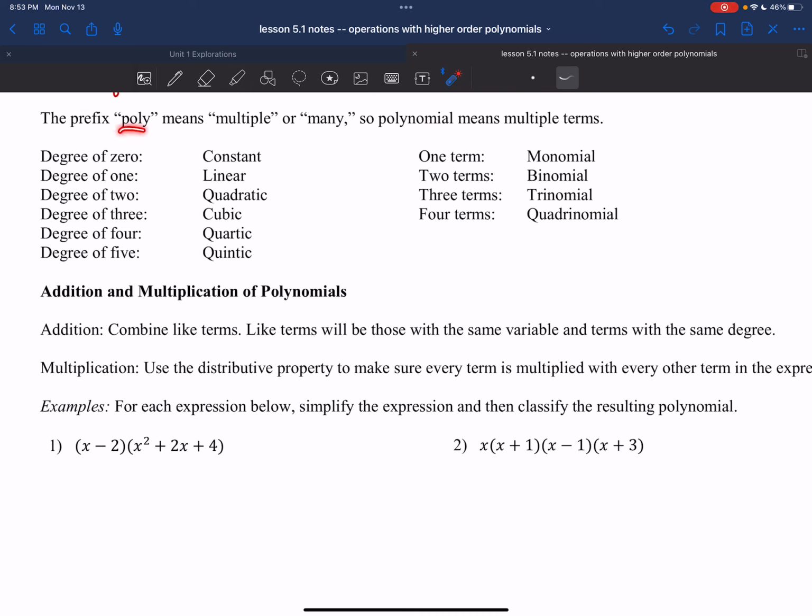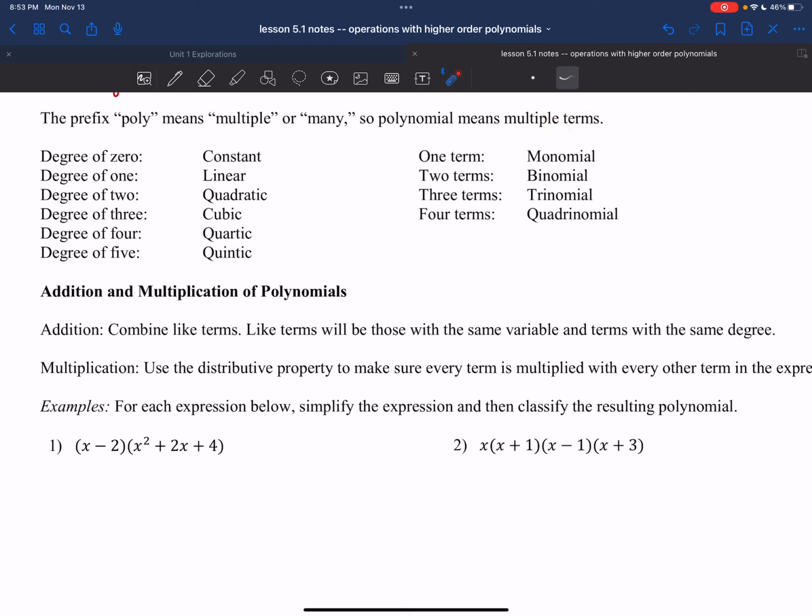And then, of course, right here, you could just read this too. It says the prefix poly means multiple or many, and so polynomial means multiple terms. Nomial just basically means name, right? Nomial basically means name, which is meant by terms, okay?